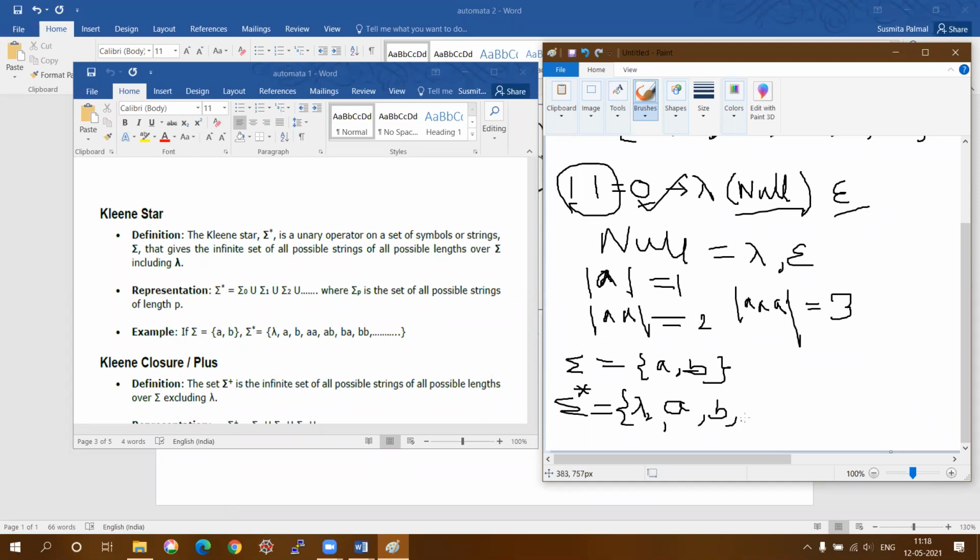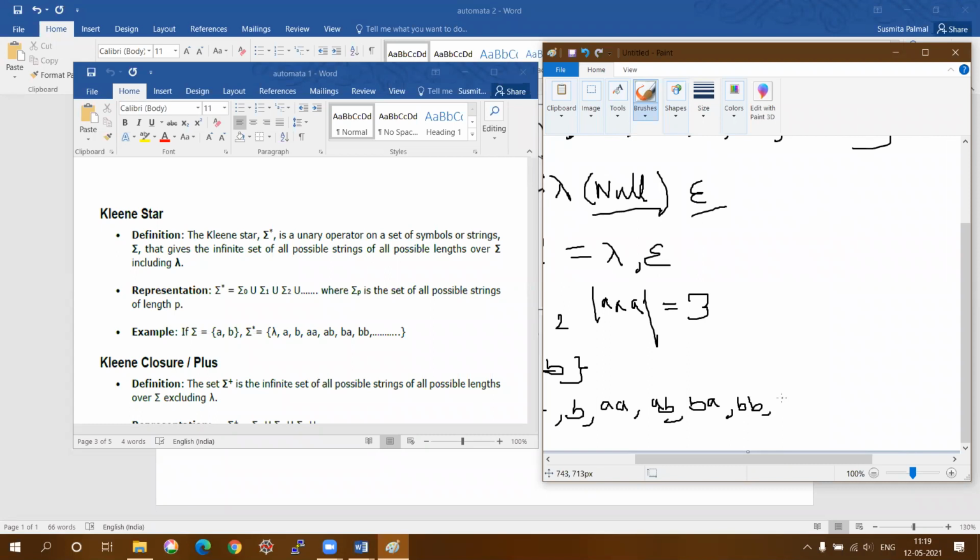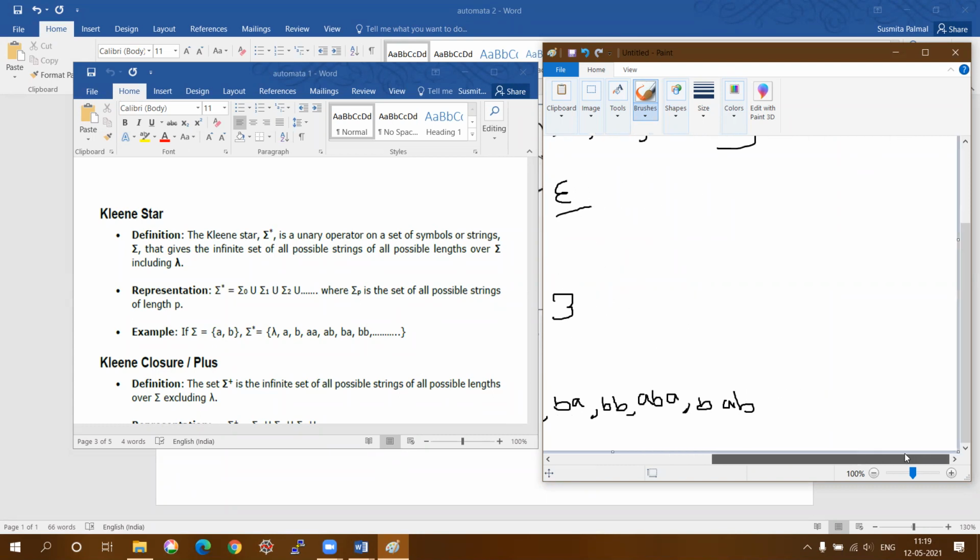Any combination of these two, like a, b. Then the next combination may be ab with length 2, then ba, then bb. So using length 2, there may be only these 4 combinations, right? Using length 3, what may be the combination? aba, then bab. So how many combinations may be there of length 3?